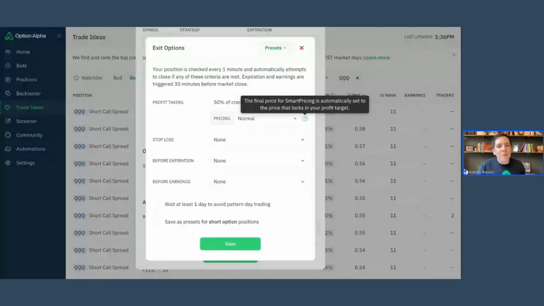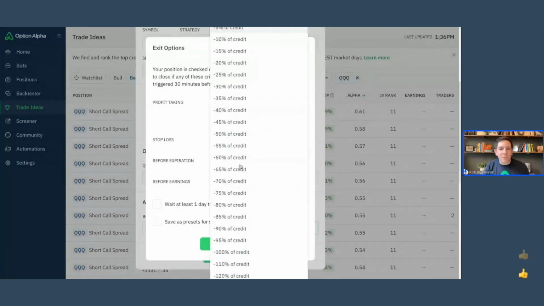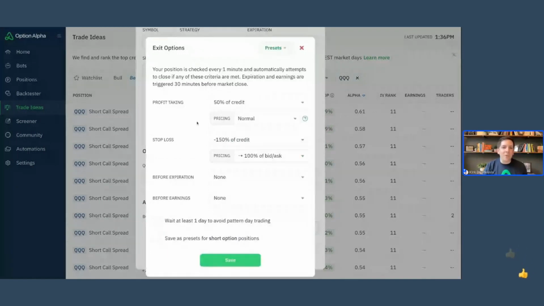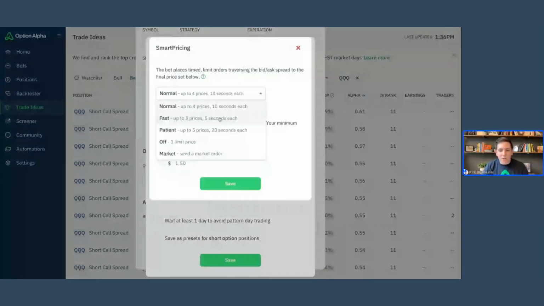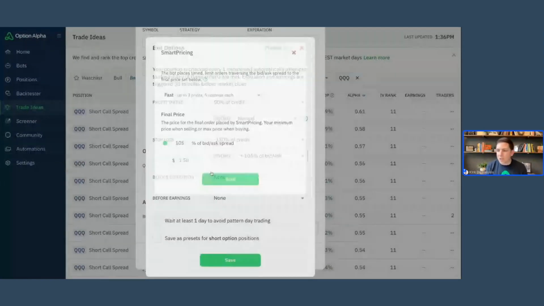If I wanted to use a stop loss, which I do not use, but say I did want to use a stop loss, I could say, if the value of the position goes negative 150% of the credit, then I want to send really fast pricing and I want to allow the bot to go 105% of the bid-ask spread because I've got to make sure that I get it out.